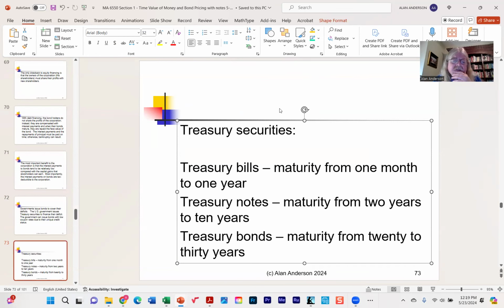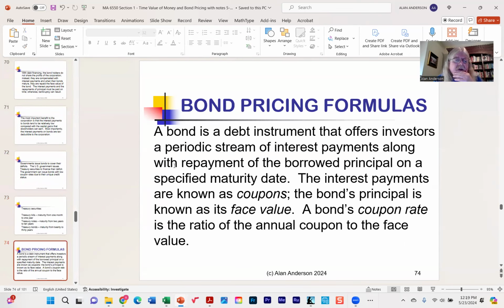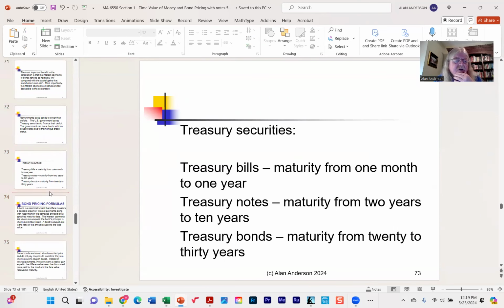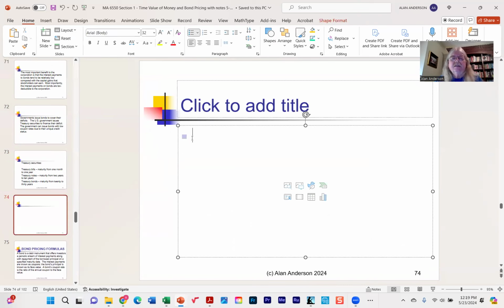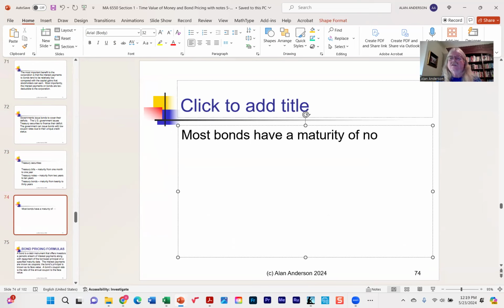But it was something that, let's say, made a lot of news. And at one point in history, there did exist bonds with a very interesting feature. Let me just mention this here, and I think we'll see this later on. So most bonds have a maturity of no more than 30 years.